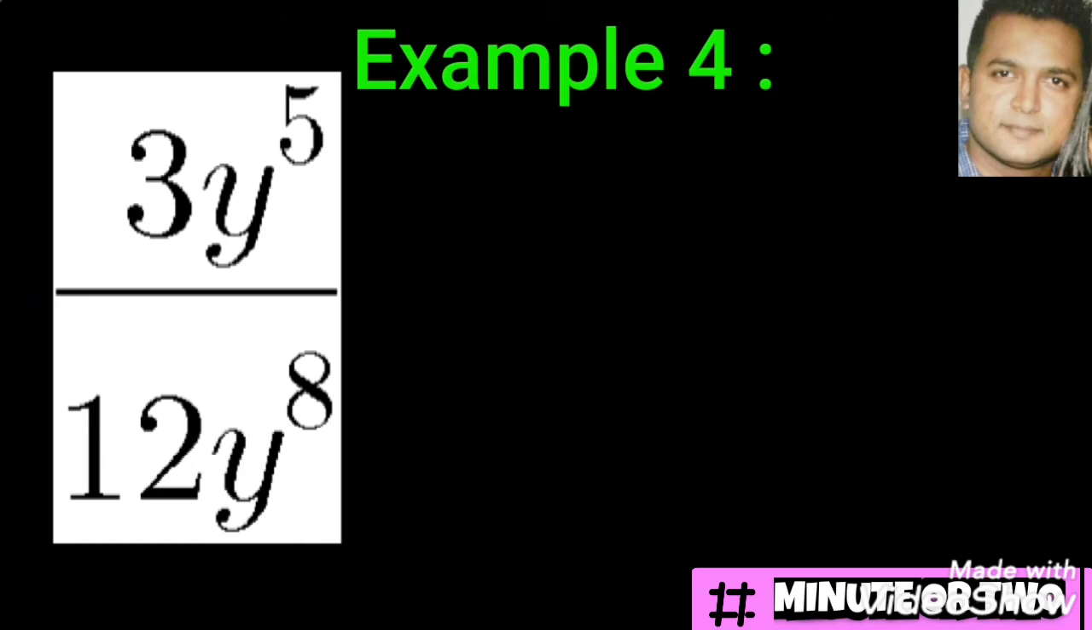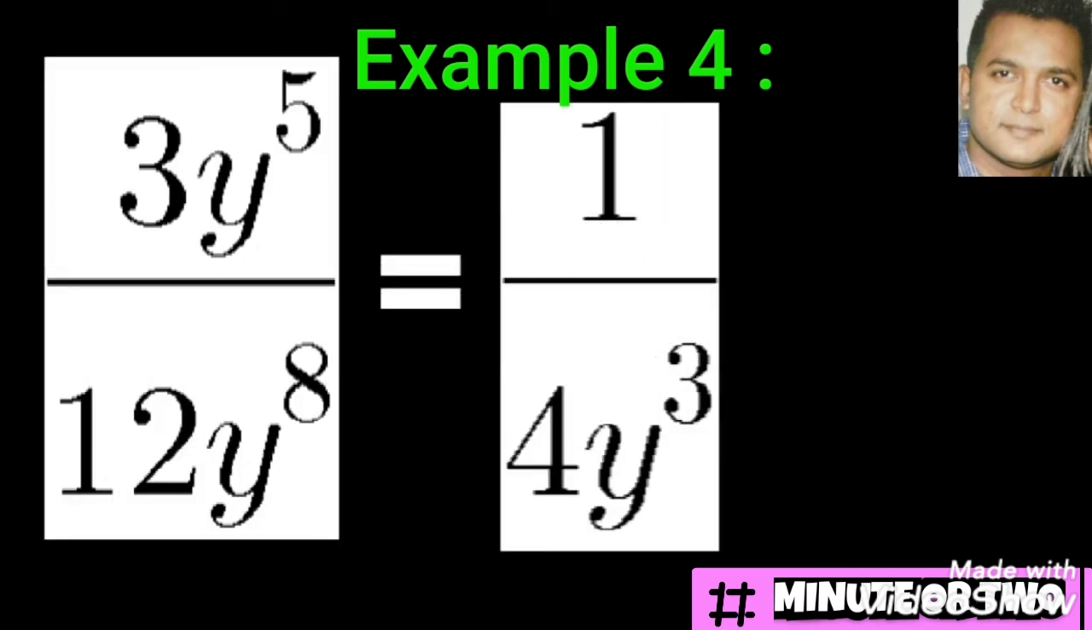In this example here, the 3 over 12 will be treated as normal, and we'll arrive at 1 over 4. But in terms of the letters, the bases are the same and they're being divided, so we have to apply rule 2. So we subtract the powers. Now instead of subtracting 5 minus 8, I normally tell my learners to look at where the bigger number is. The bigger number is at the bottom in this case, so I will put my final answer in the bottom. So I would say 8 minus 5 and I would get the answer 3. So y to the 3 will end up in the bottom because the larger exponent is at the bottom.